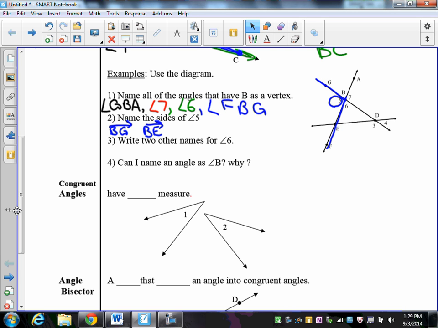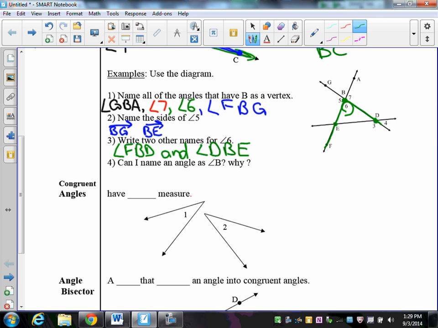Number 3 says, write 2 other names for angle 6. So we talked about this a few seconds ago. Here's angle 6. Well, remember, we have to name it with 3 letters. So we do F, B, D. So we're going to say angle FBD. And let's come up with another name. Let's go D, B, E. So angle DBE. Again, B needs to be the vertex.